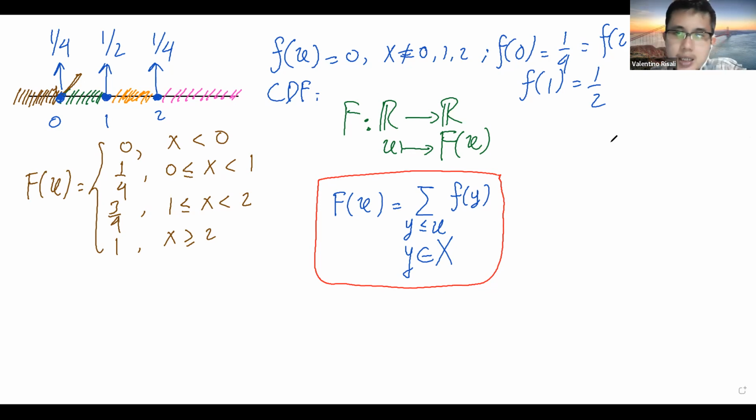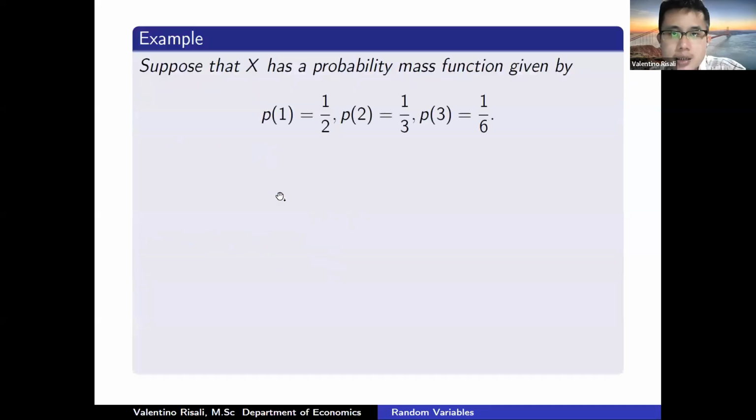Great. Let me continue to the next slide. Okay, we will discuss this problem. We have the probability mass function as this formula, and then we must find the CDF. I will give you a couple of minutes to do this problem. Please find the CDF.